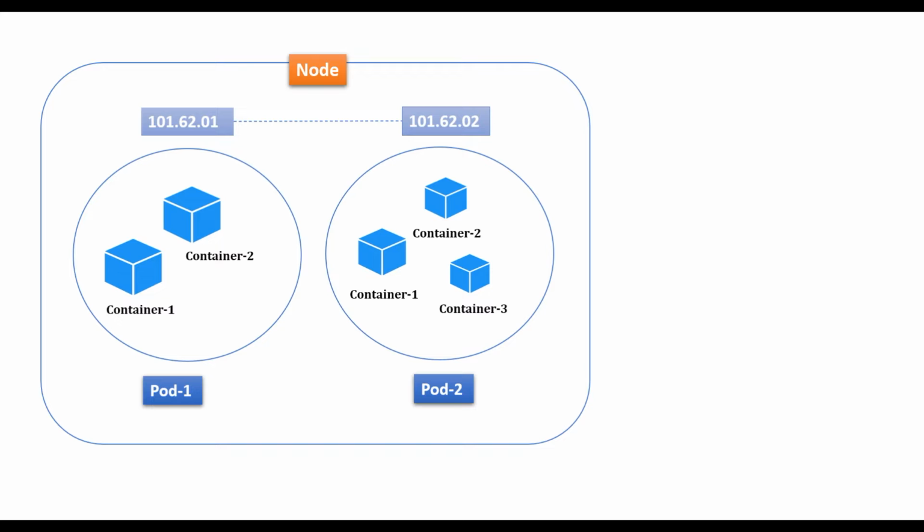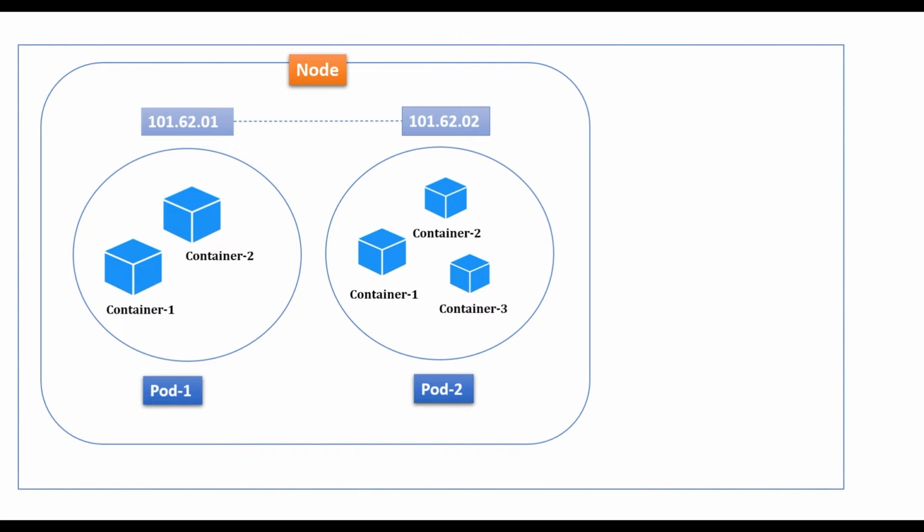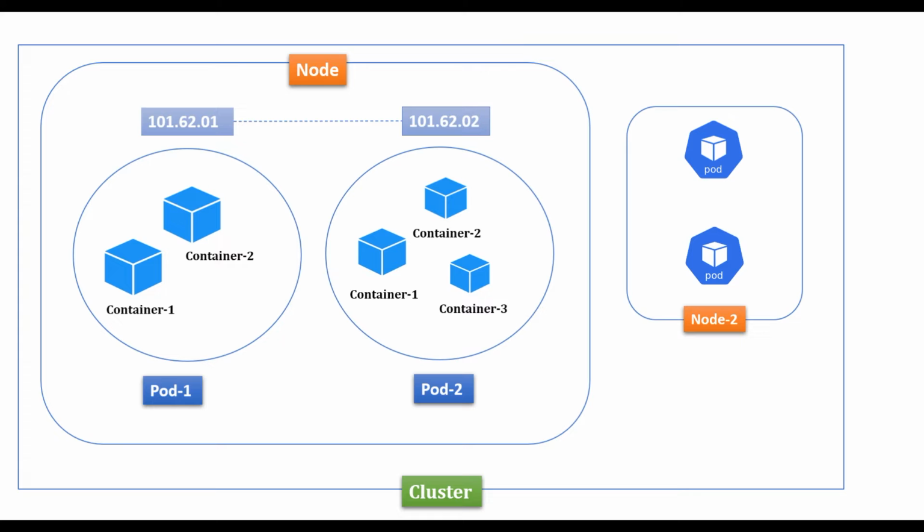Okay, now again multiple nodes are wrapped into another unit, that is called a cluster. So a cluster can have a single node or multiple nodes. Kubernetes clusters are comprised of one master node and a number of worker nodes. These nodes can either be physical computers or virtual machines depending on the cluster you created.